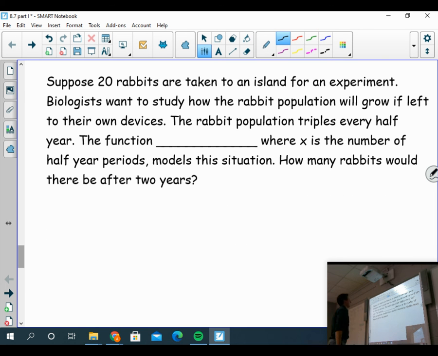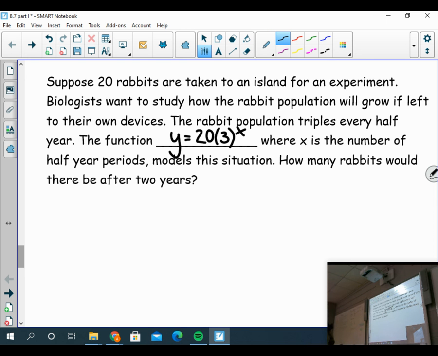Suppose 20 rabbits are taken to an island for an experiment. Biologists want to study how the rabbit population will grow if left to their own devices. The rabbit population triples every half year. The function y equals 20 times 3 to the x, where x is the number of half-year periods, models this situation. How many rabbits would there be after 2 years?